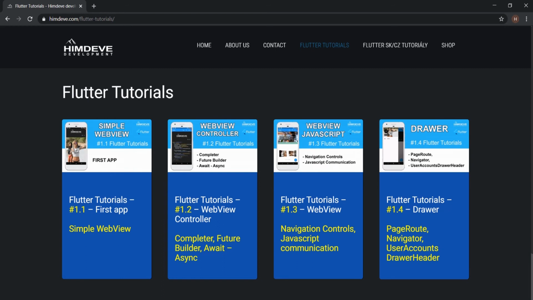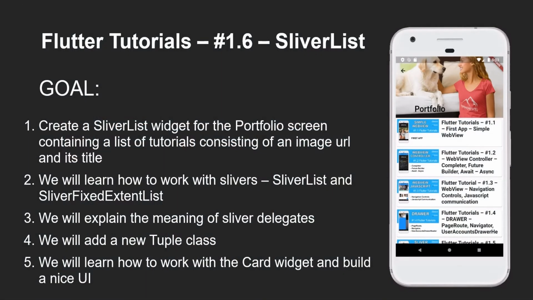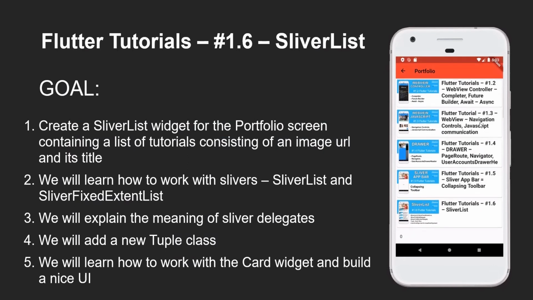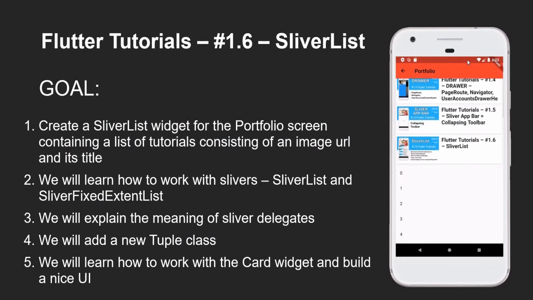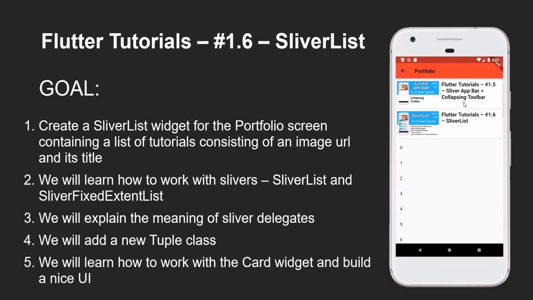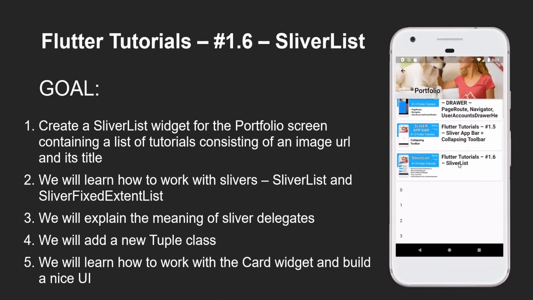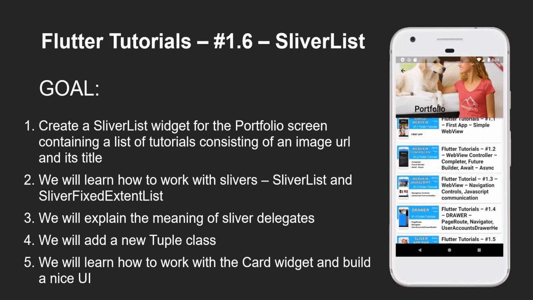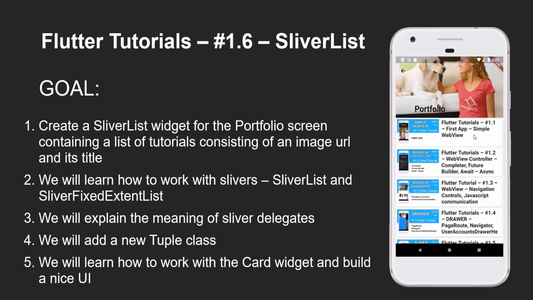The goal for this tutorial is to create a SliverList widget for the portfolio screen containing a list of tutorials consisting of an image URL and a title. We will learn how to work with other slivers, specifically with SliverList and SliverFixedExtentList. We will explain the meaning of sliver delegates, we will add a new tuple class, and we will learn how to work with the card widget and build a nice UI.